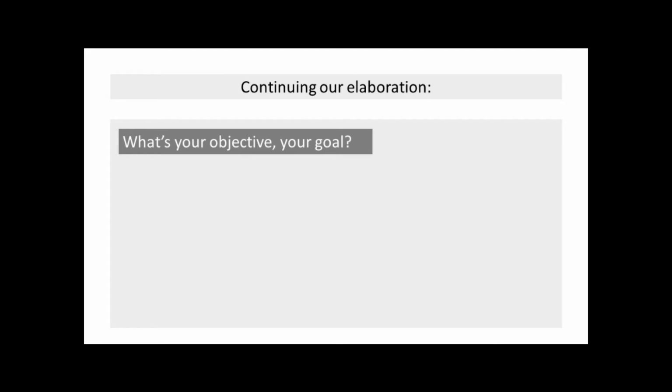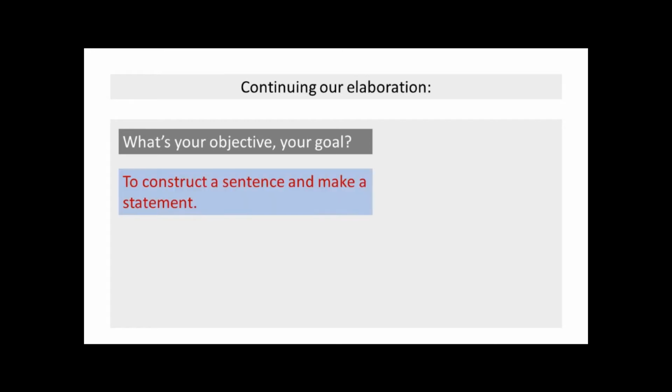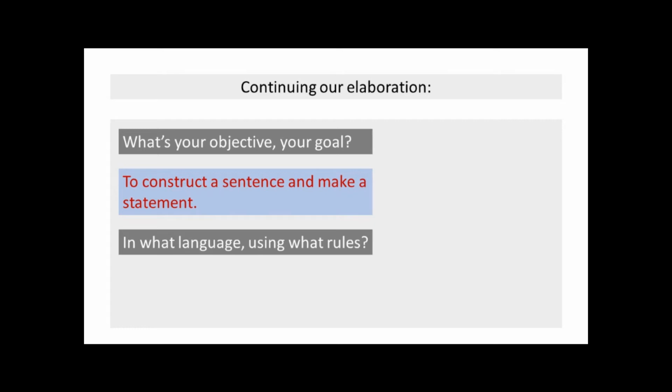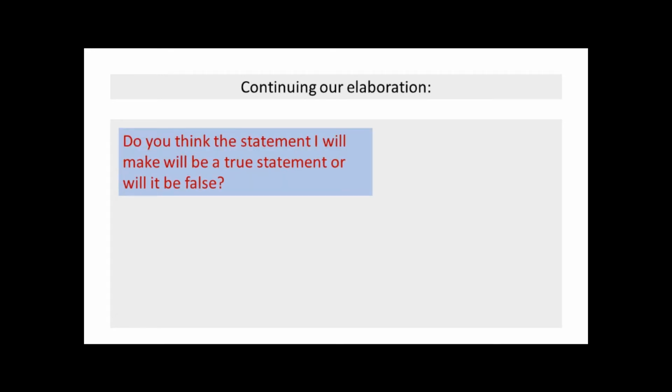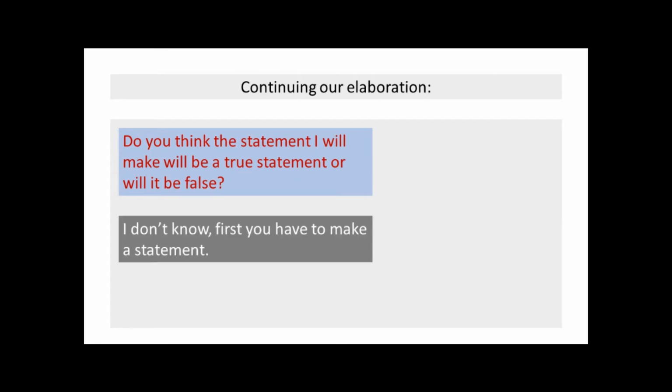Let's continue our elaboration with this perspective dialogue. What's your objective, your goal? To construct a sentence and make a statement. In what language, using what rules? English, using these terms over here. Do you think the statement I will make will be a true statement, or will it be false? I don't know. First, you have to make a statement.